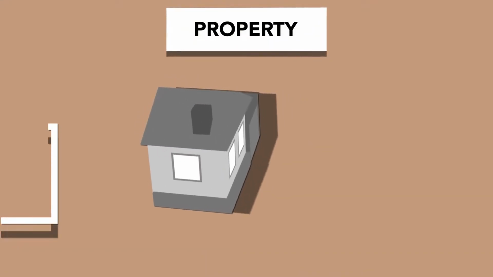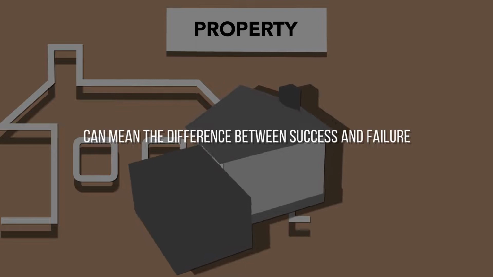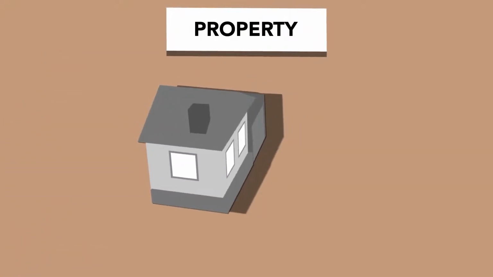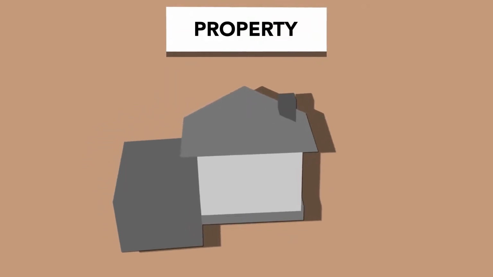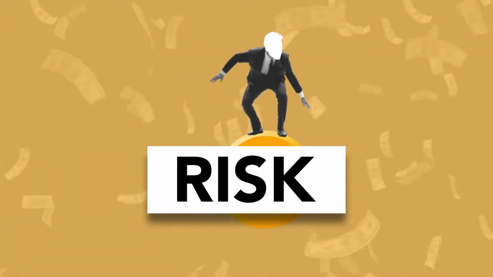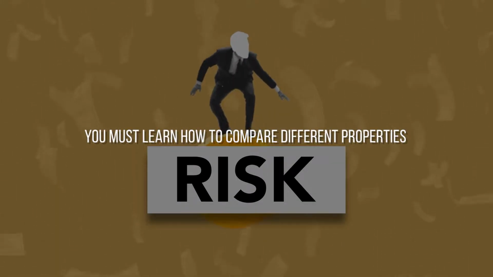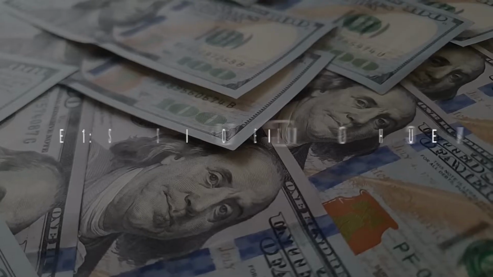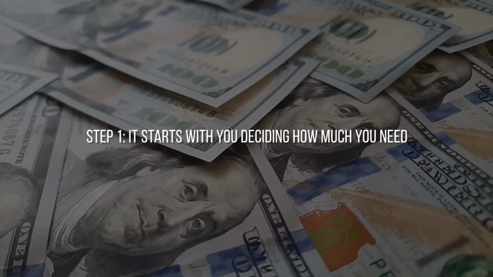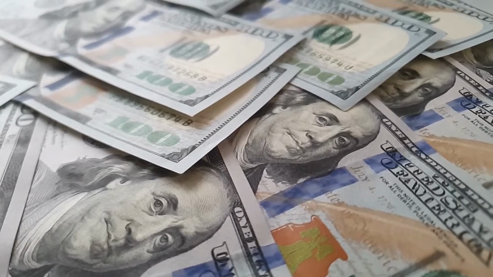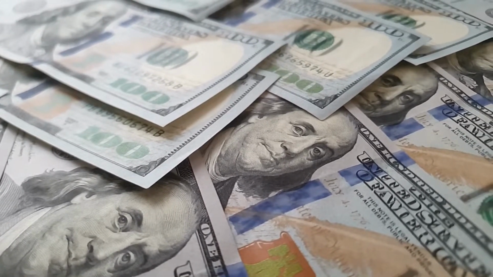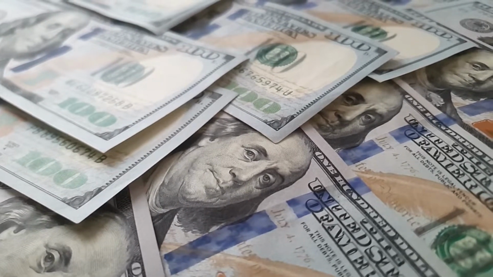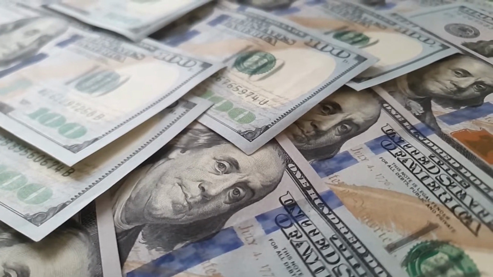Choosing the right properties in the exchange market can mean the difference between success and failure. However, finding just the right properties is not easy because they're spread out around the country. To avoid unforeseeable risk, you must learn how to compare different properties so you know what your partner will be giving you. Step 1. It starts with you deciding how much you need, ranging from $10,000 to $50 million US dollars. Then, net debt to adjusted EBITDA is used to determine your loan to value ratio and whether or not you're approved for a loan.